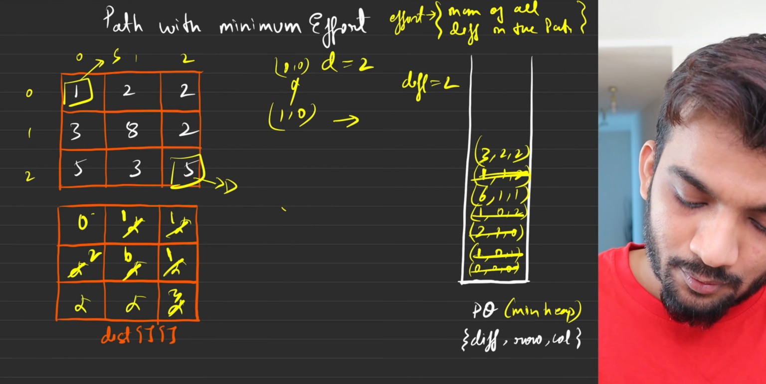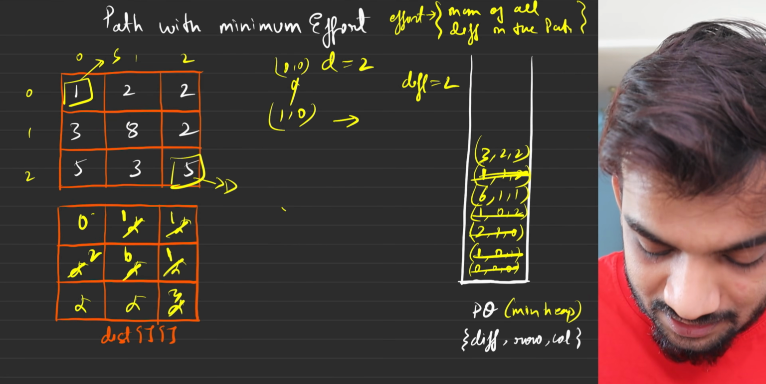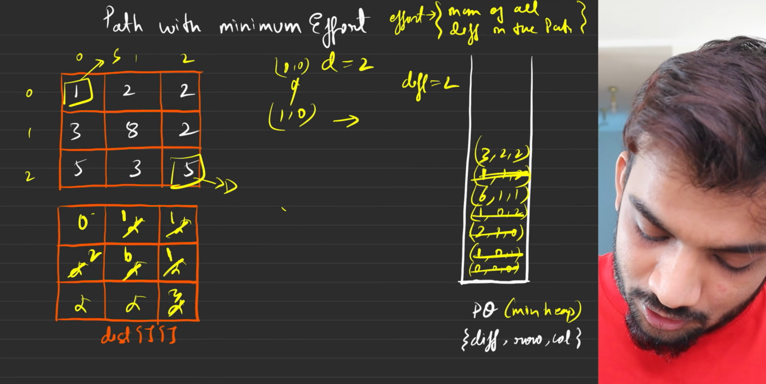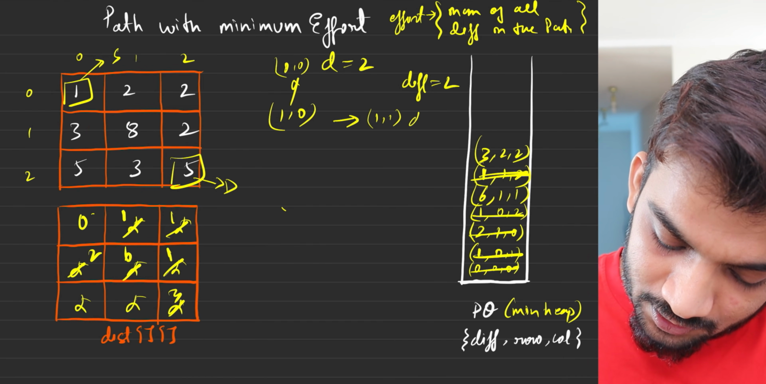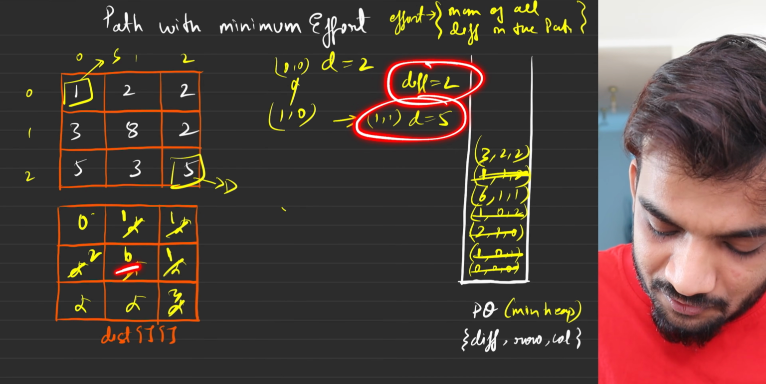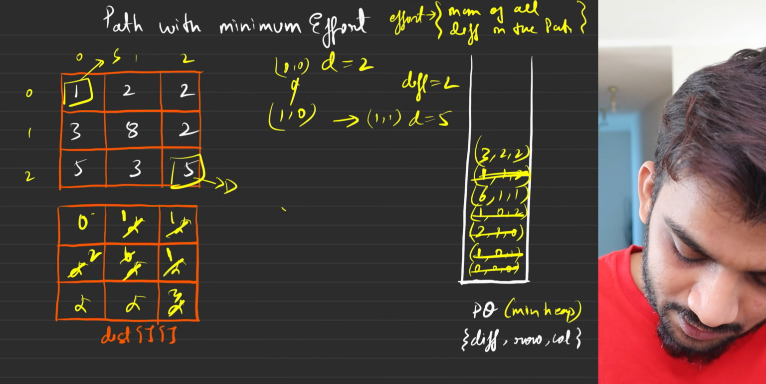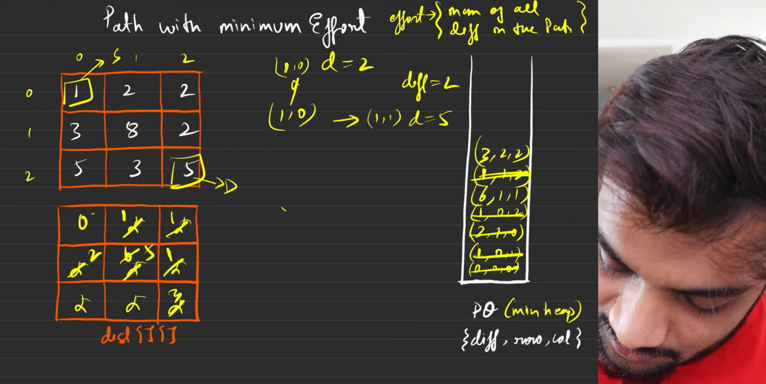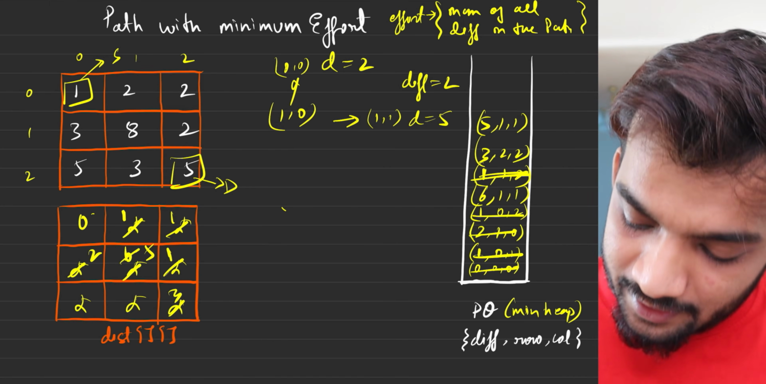Can I go to the right? Yes, we can go to the right. And if we go to the right, which is 1 comma 1, the difference will be 5, which is better than the previous difference, 6. Let's take this off. Let's say 5 comma 1 comma 1 into the priority queue.